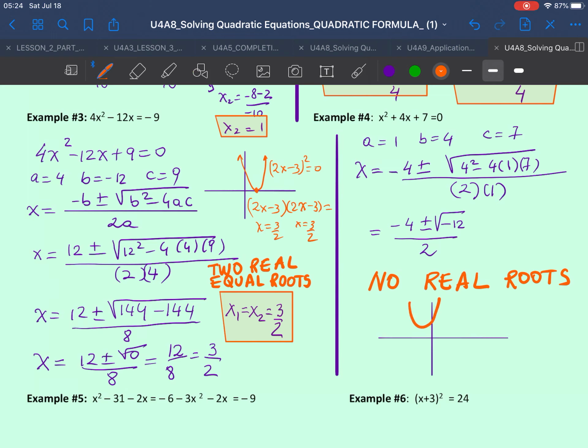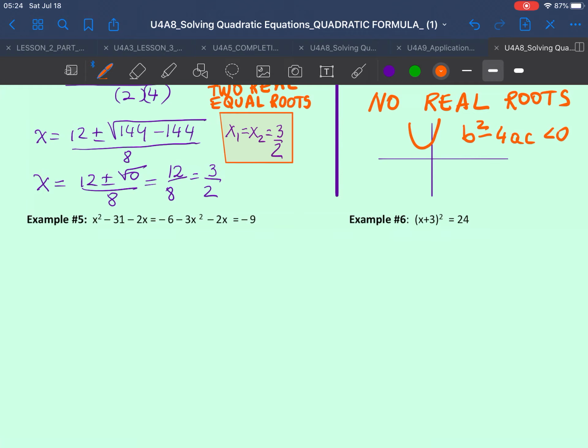Okay. So no roots, no x-intercepts, and that's because the discriminant, which is b squared minus 4ac, was negative. And similar to this, we're going to say for this example, it had only two real equal roots because b squared minus 4ac here was equal to 0.